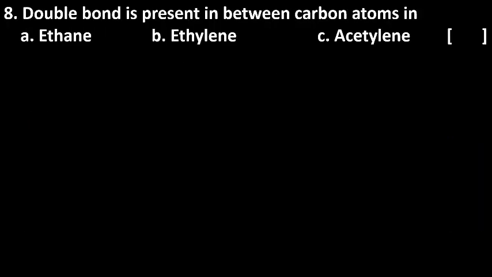Now the next question is, double bond is present in between carbon atoms in dash, that is A, ethane, B, ethylene, C, acetylene. So ethylene is an alkene. So in alkenes double bonds are present. So option is B. So apart from this multiple choice, you practice some of the questions also.